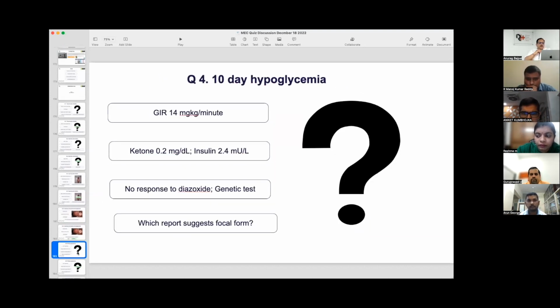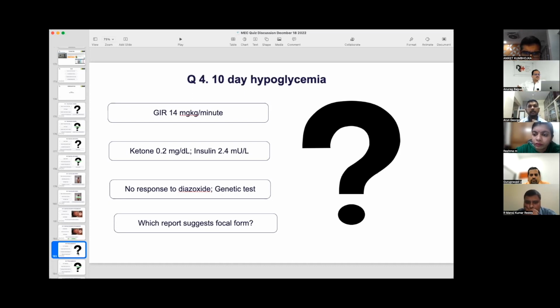A 10-day-old child with hypoglycemia. GIR is 14. Ketone is 0.2. Insulin is 2.4. Detectable insulin, non-ketotic. No response to diazoxide. Somebody ordered a genetic test. Which of the genetic tests suggests a focal form of hyperinsulinism?